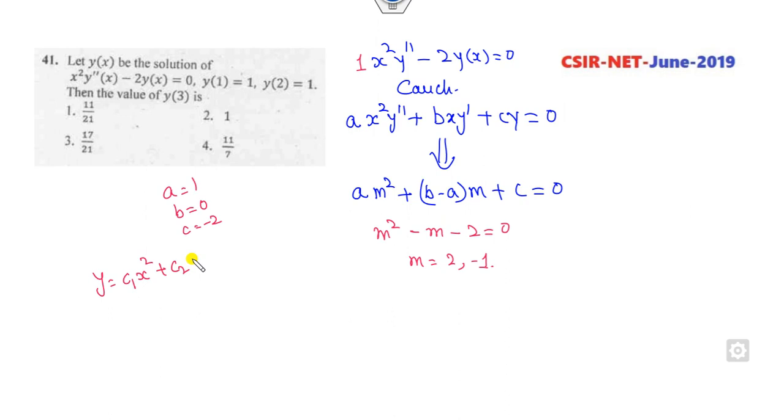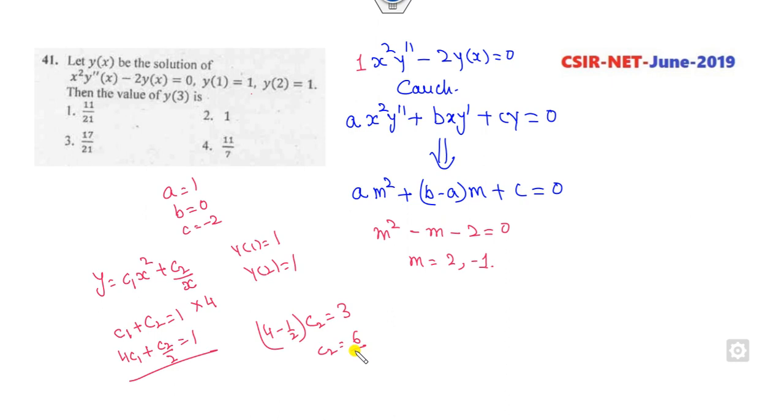Now what is given to you? y of 1 is 1, so c1 plus c2 is 1. y of 2 is 1, so 4c1 plus c2 by 2 is 1. I can multiply this by 4 and subtract them. So the result is 8 minus 1, which is 7. So c2 is 6 by 7, so c1 will be 1 by 7 from here.